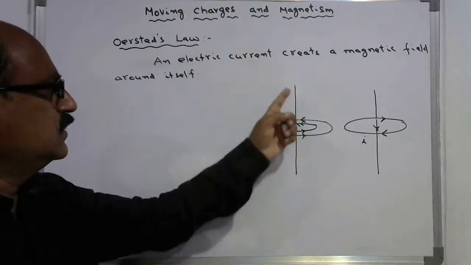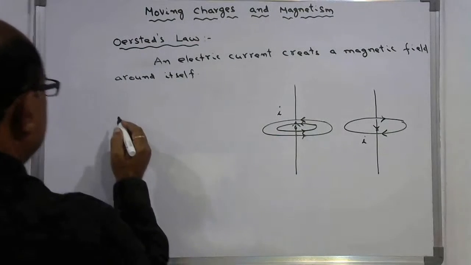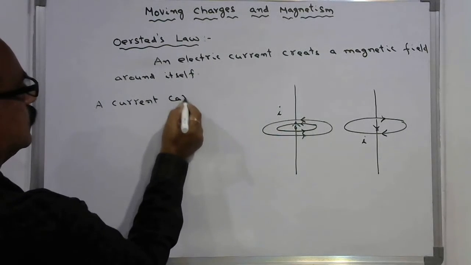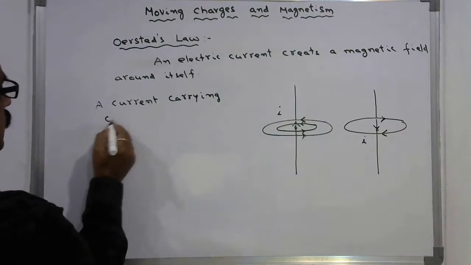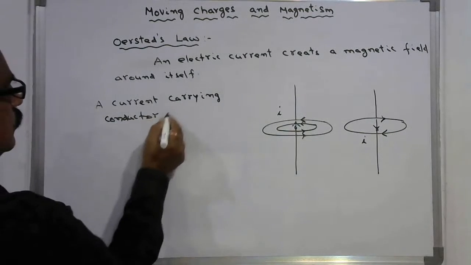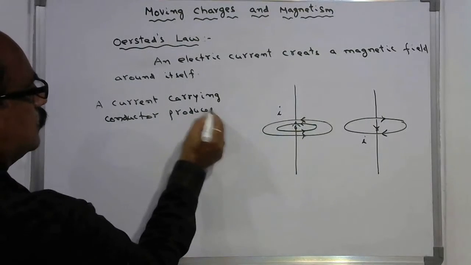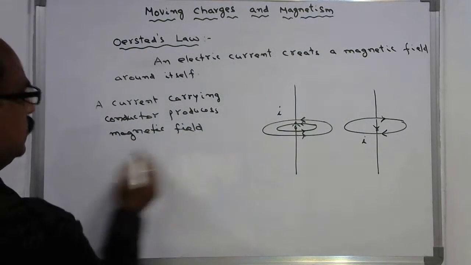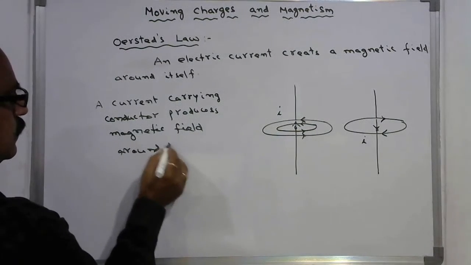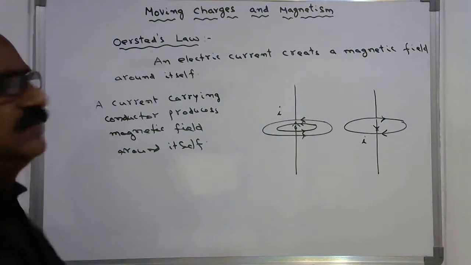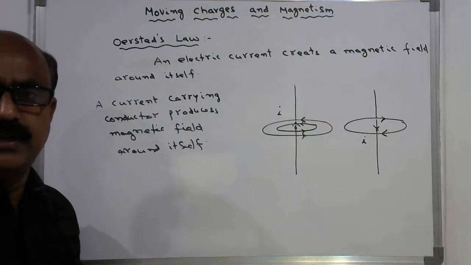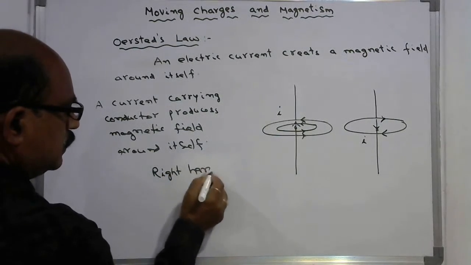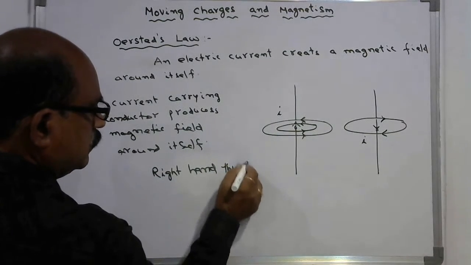So a current-carrying conductor produces a magnetic field around itself, and the direction of the field can be identified with the right hand thumb rule.